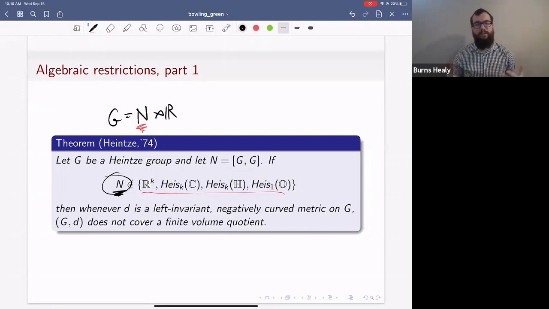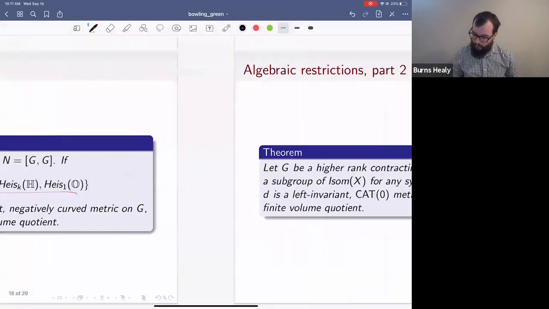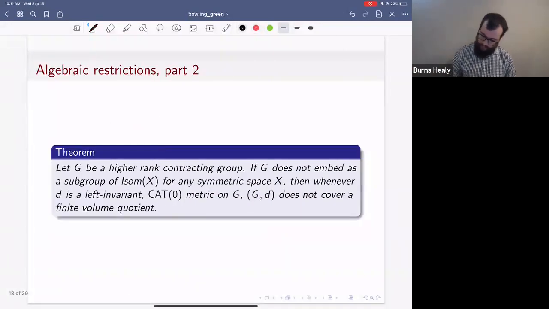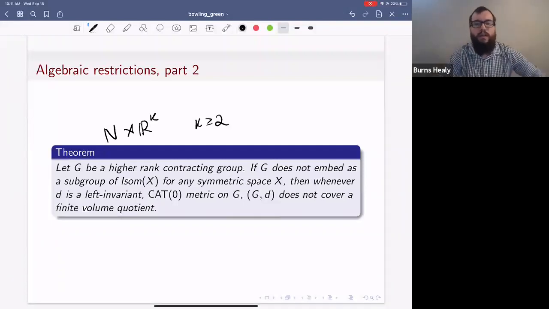So we want a statement like that for our contracting groups. We want an algebraic condition whereby we can say, okay, I don't care what metric you come up with to put on this manifold, it's never going to look like a discrete group. And so you can do that. Take a higher rank contracting group. When I say higher rank, I just mean N semi-direct R^k, and k has to be at least 2. So that's what higher rank will mean.